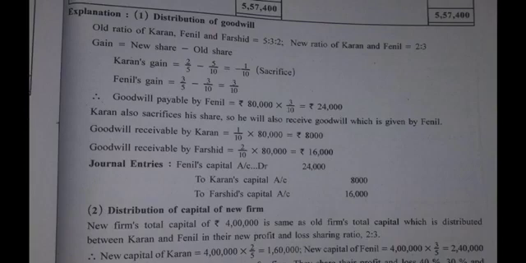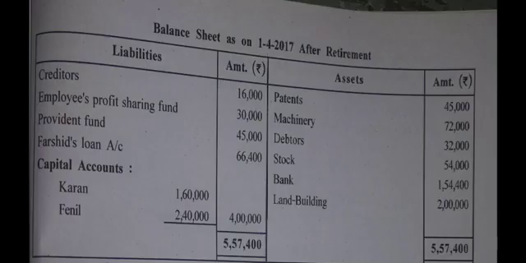So 4 lakh is distributed in the new ratio, just that simple. So 4 lakh has been distributed in the new ratio, if you can see here. Firstly, it is presented about Karan, 4 lakh into 2 by 5, which is 1,60,000. And 4 lakh into 3 by 5 is 2,40,000. Simple. Now this amount is to be written in partners' capital accounts.